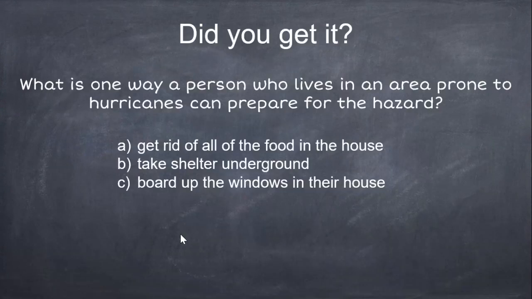What is one way a person who lives in an area prone to hurricanes can prepare for the hazard? Get rid of all the food in the house, take shelter underground, or board up windows in their house. The way you prepare for a hurricane is you board up windows in the house. You never want to take shelter underground for a hurricane, because hurricanes cause flooding, and water runs downhill. You do not want to get underground in a hurricane. So you want to board up the windows in their house.